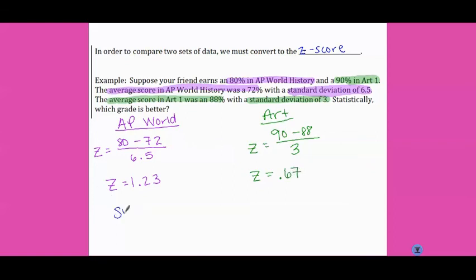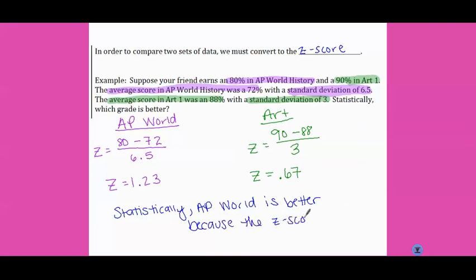So, statistically, AP World is better because the z-score is farther from the mean. It's a bigger number.